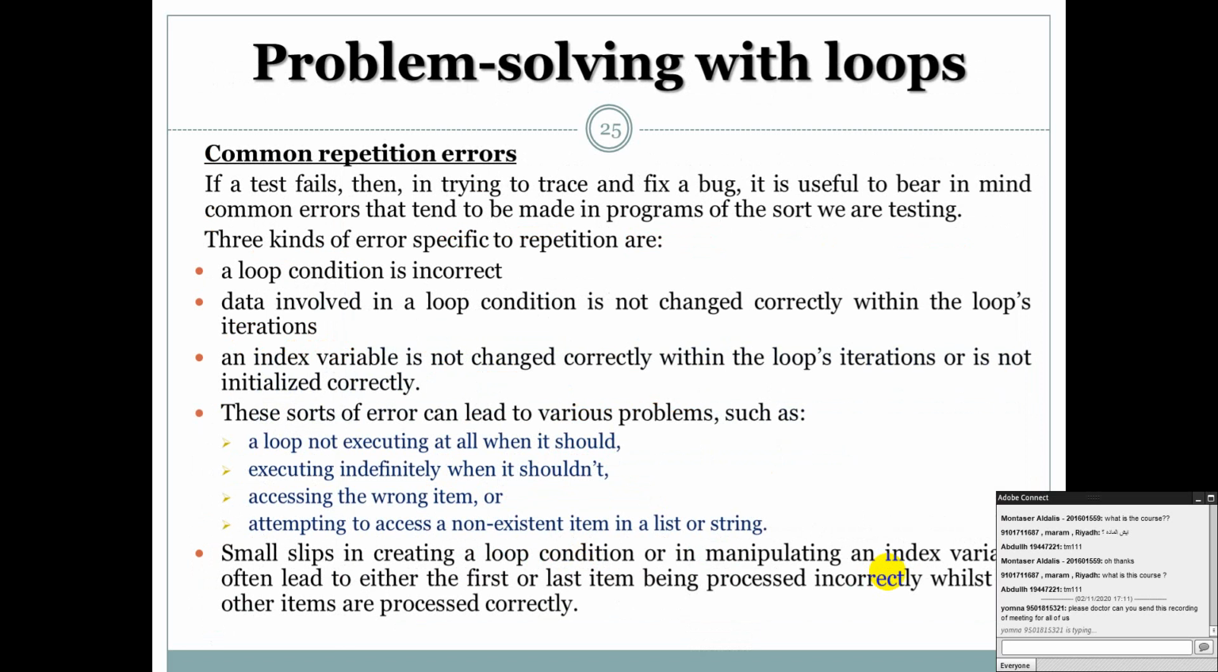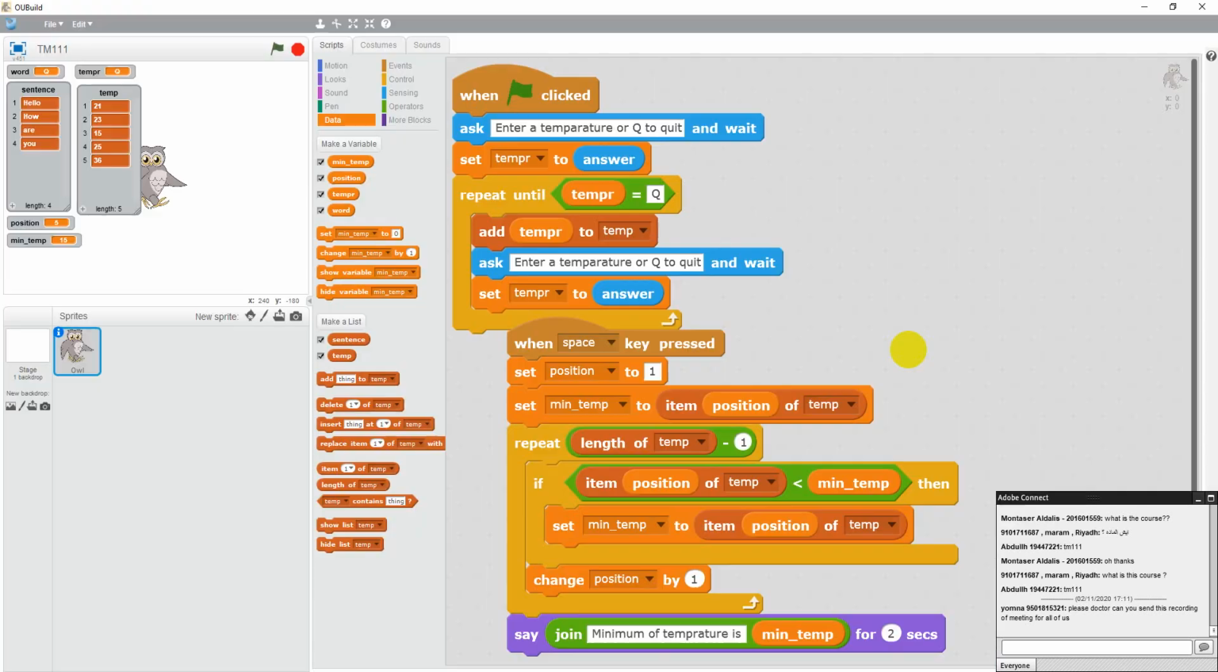Finally, we look into common repetition errors. Beginners make some simple mistakes in writing the loops, hence they may not get the exact output. For example, the loop condition is incorrect. Data involved in the loop condition is not changed correctly. We made a mistake like in this program, where instead of changing the position, we were changing the temperature, and we got some other result. We have to change the position here, then only we will get the correct result.